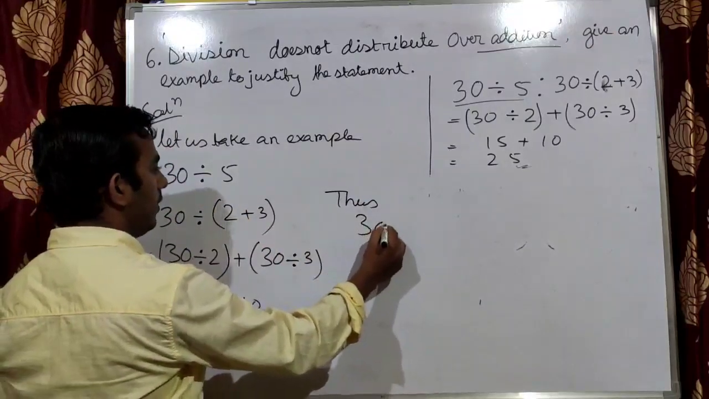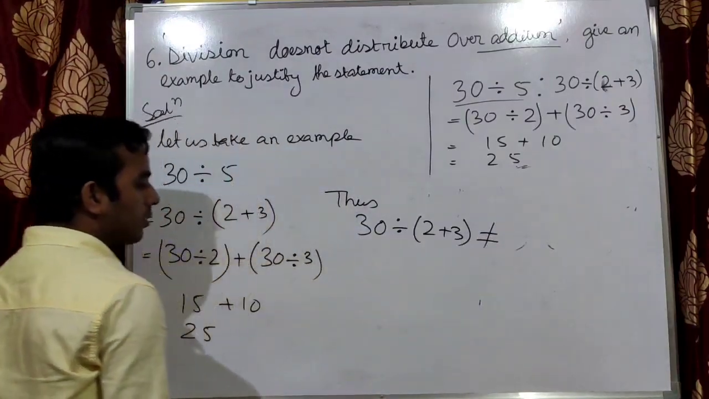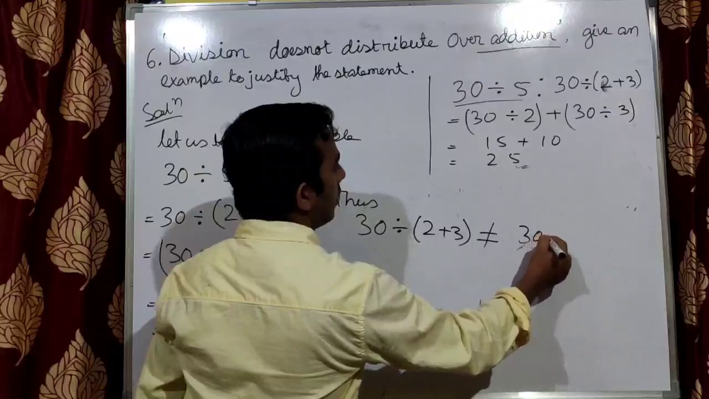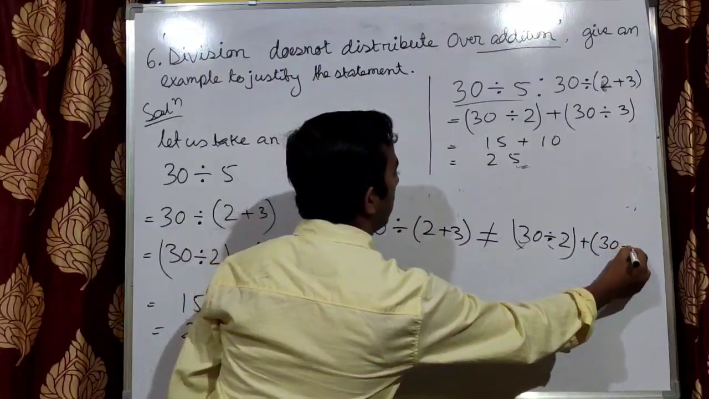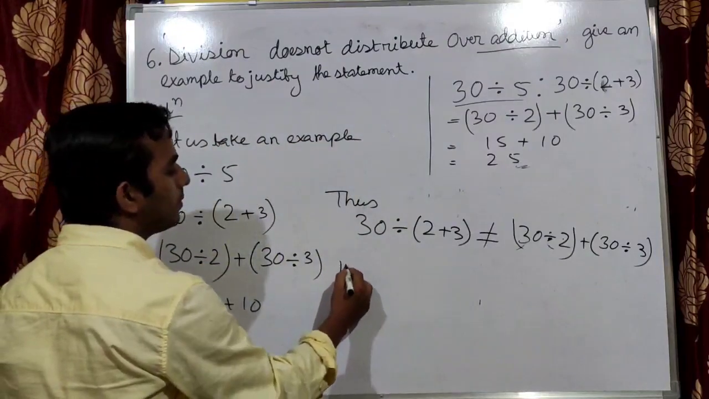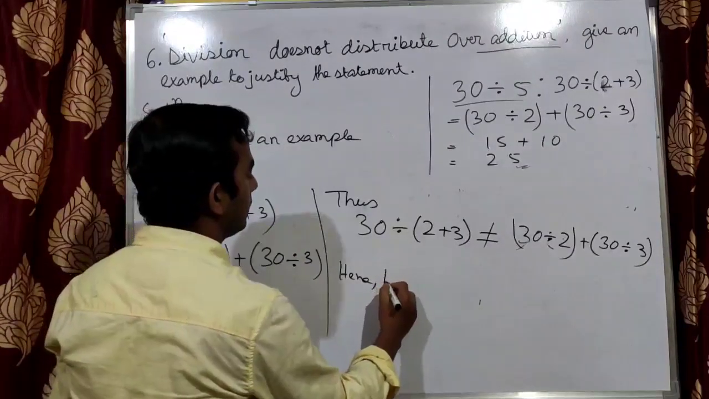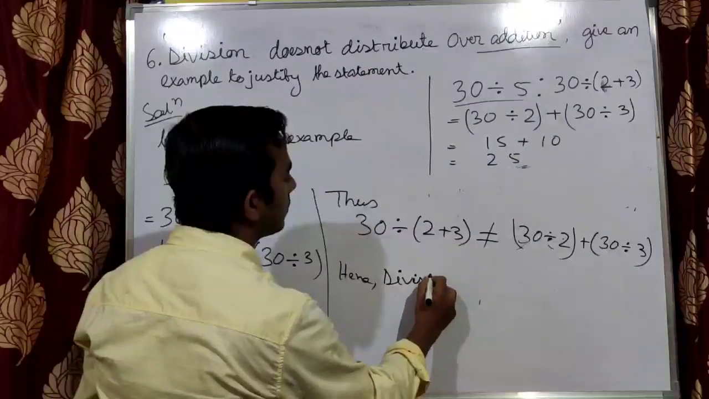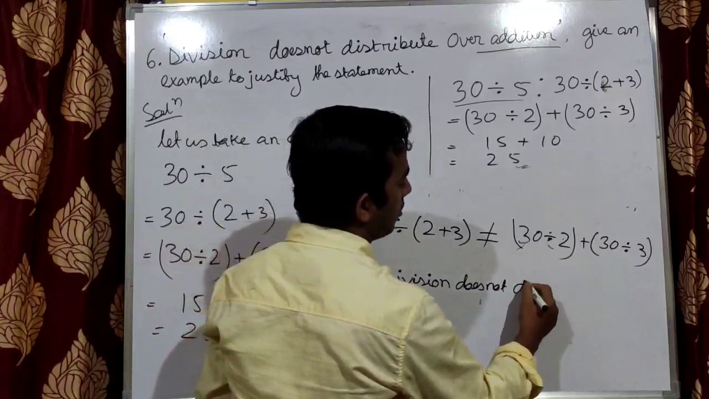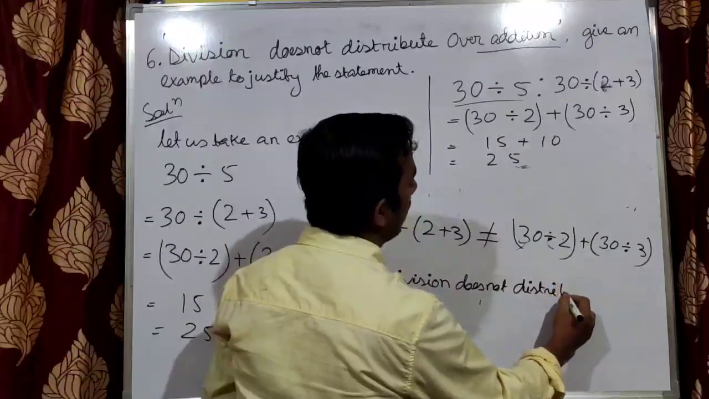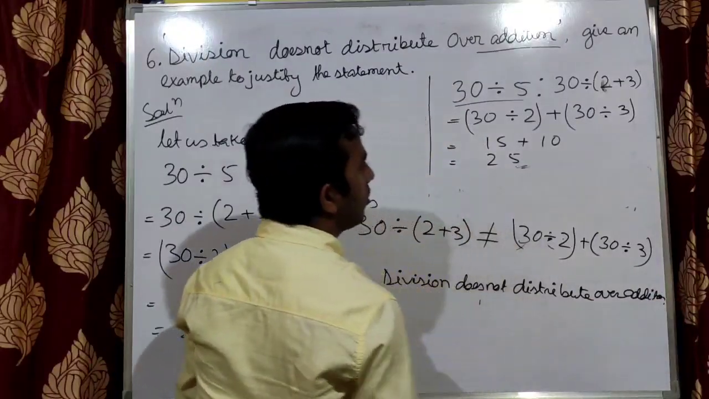So now we will write thus: 30 divided by 2 plus 3, is it equal? It is not equal to 30 divided by 2 plus 30 divided by 3. Then we will write: hence division does not distribute over addition. So this is our required answer. Clear?